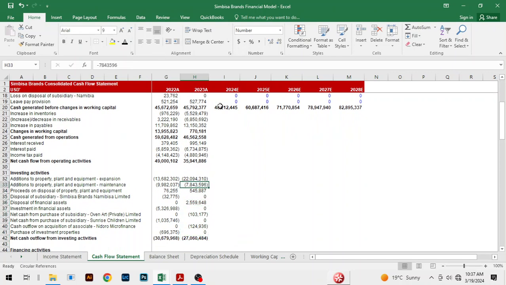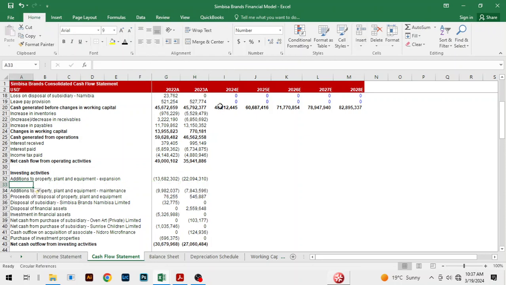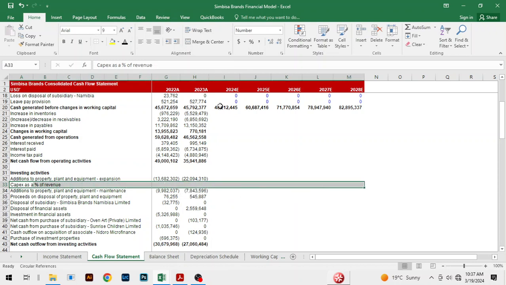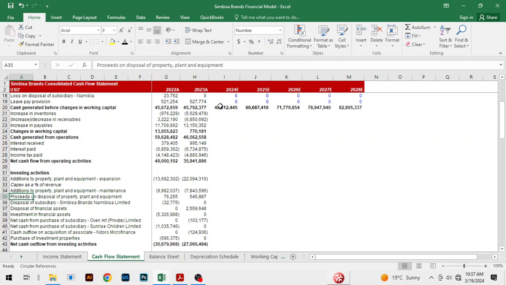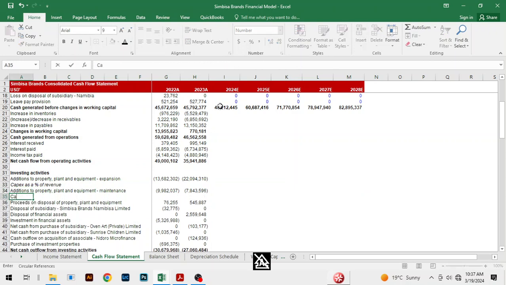And let's move down to the investing activities section. So let's create here, and then we say capex as a percentage of revenue. Okay, capex as a percentage of revenue. And let's just do the same here. Capex as a percentage of revenue.